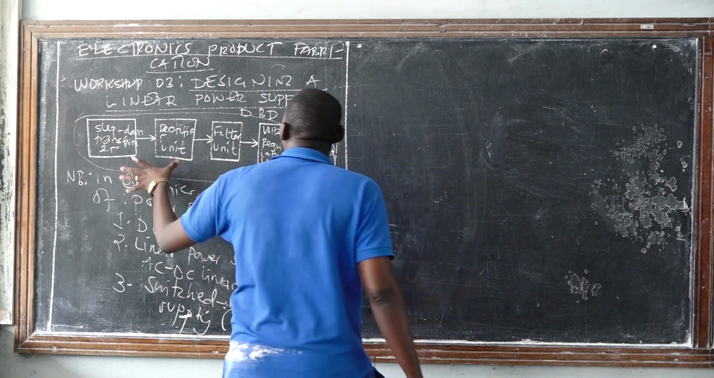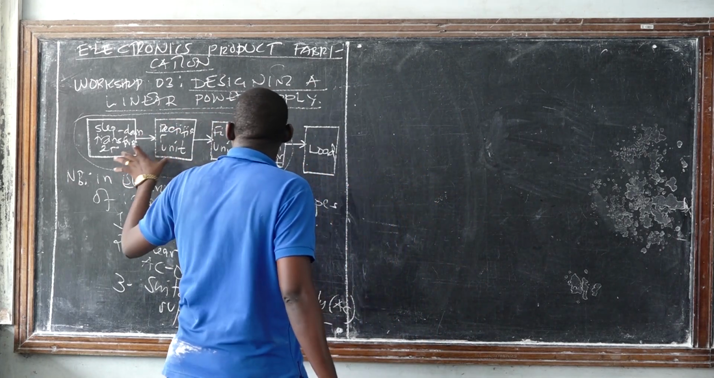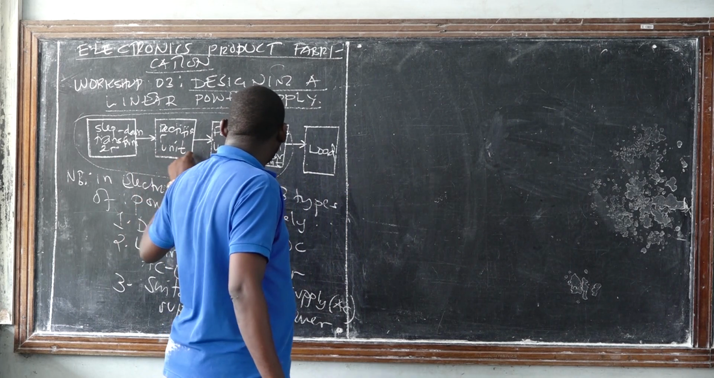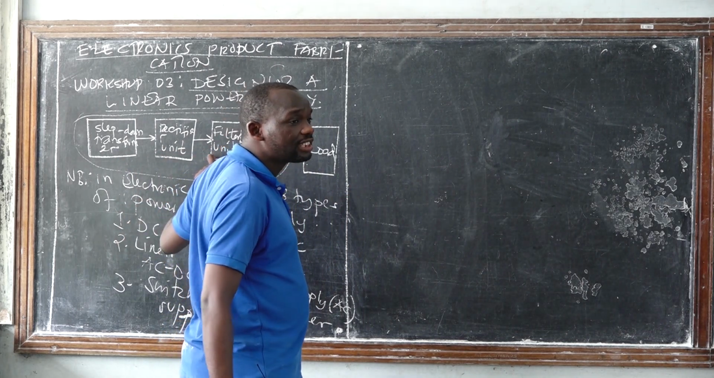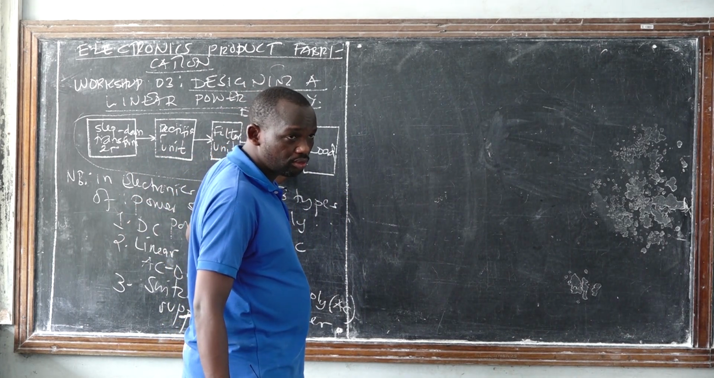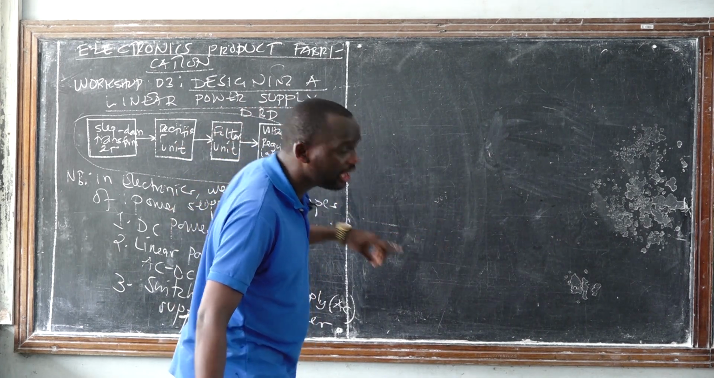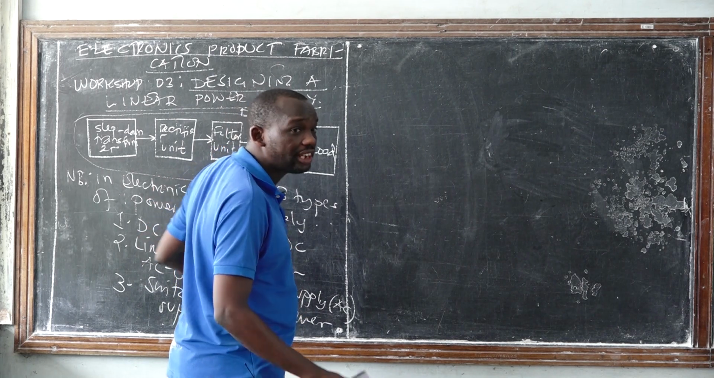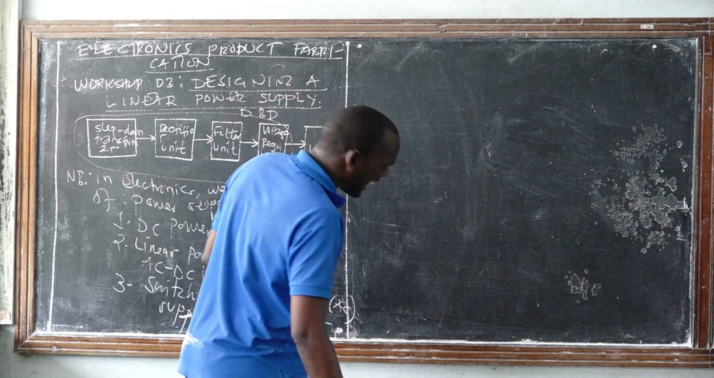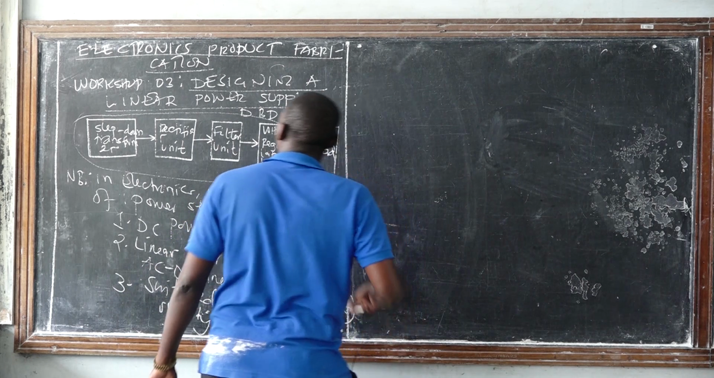So when we say we are designing a linear power supply, we are going to open each block and come up with the schematic circuit symbols of the components which join together or function together to form the block. Are we together? Class, are we together? Yes. What's the name of the first block?